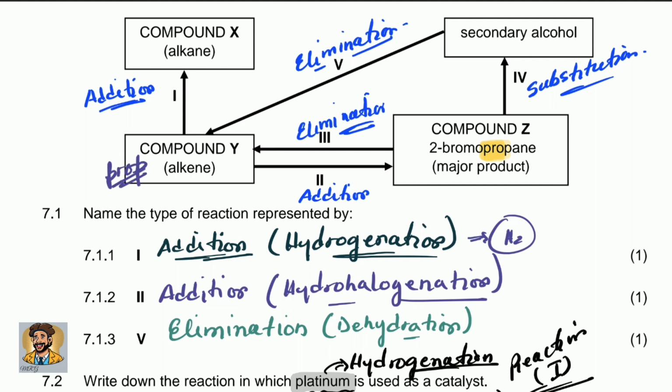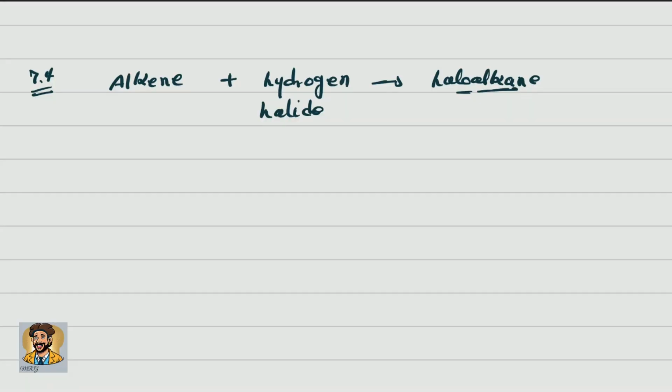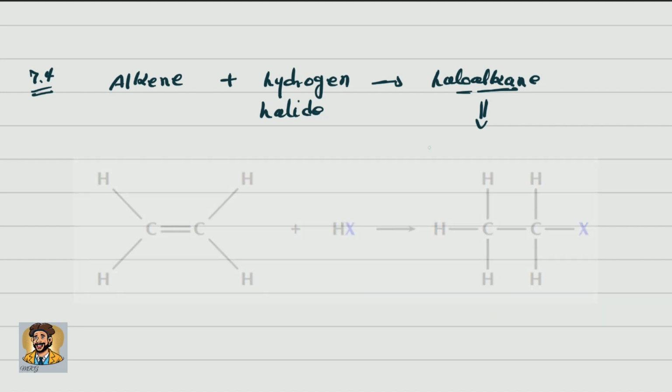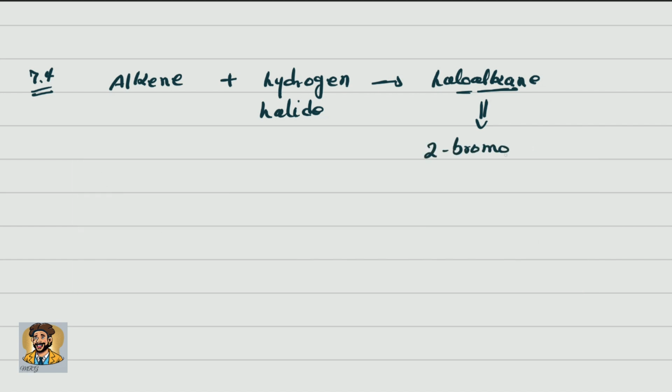Okay, so this is the general reaction. We start with alkene, we add hydrogen halide, we end with a haloalkane. In this question, they gave us the product. This one was 2-bromopropane.